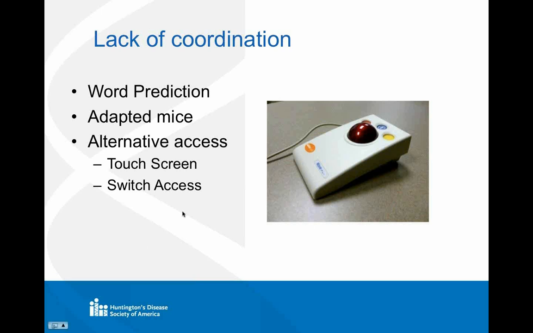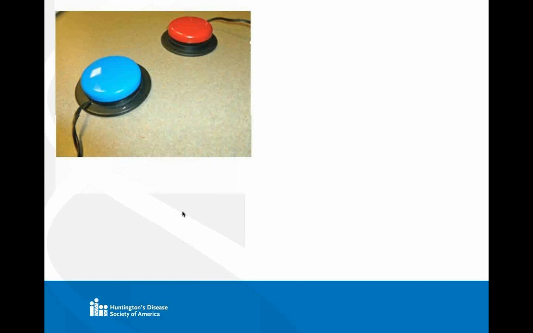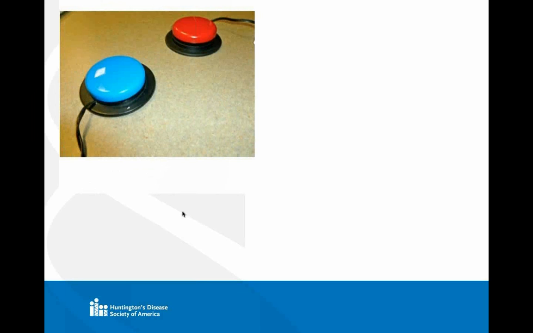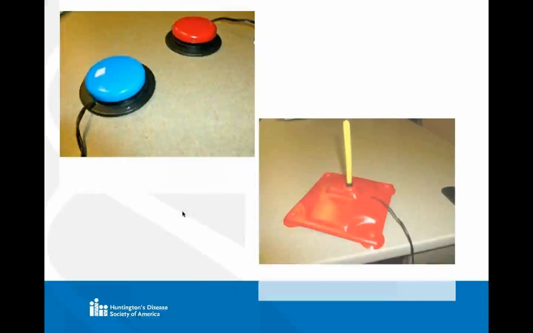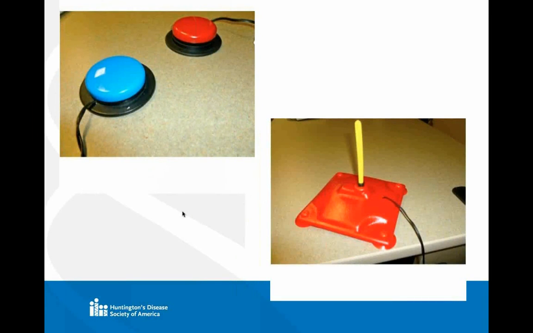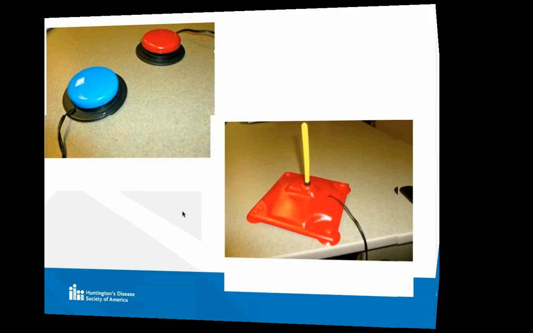So word prediction is something that I really like. The adapted mice are great. Touch screens are a really nice asset these days. And then switch access, which is an alternative way to access when an individual is no longer able to use their hand. So I have an example. These are switches, and I'm not going to talk about them, and that's a toggle switch, but those would be the alternative ways. If anybody has a loved one or somebody they know with HD that can't access physically using their hands, then this is a really good option.